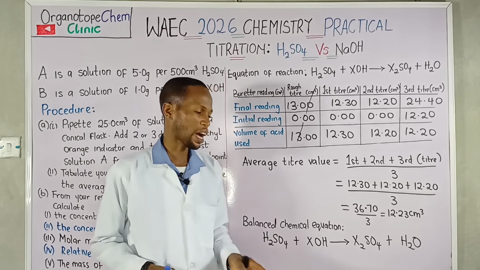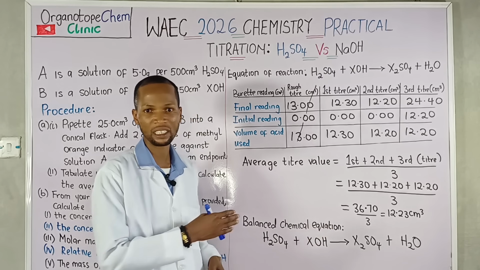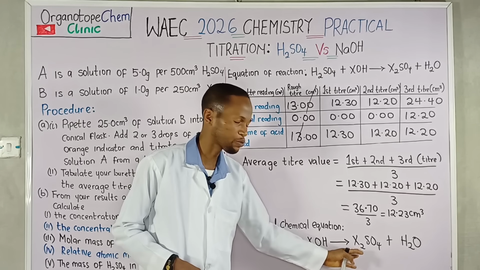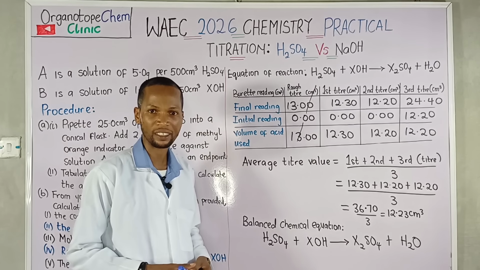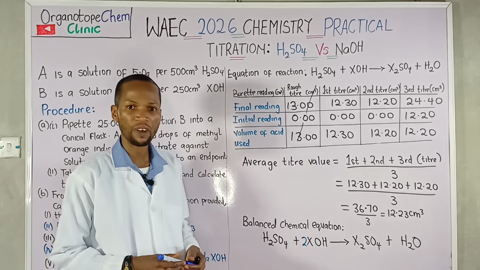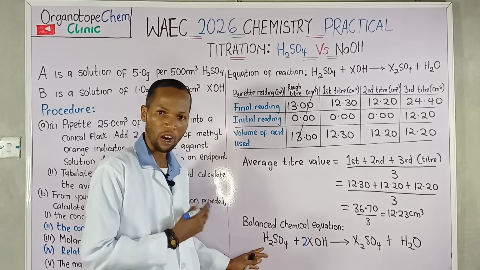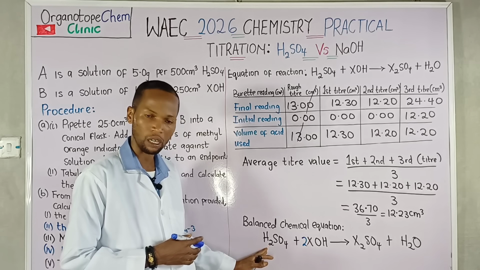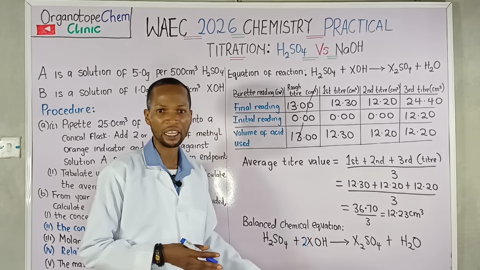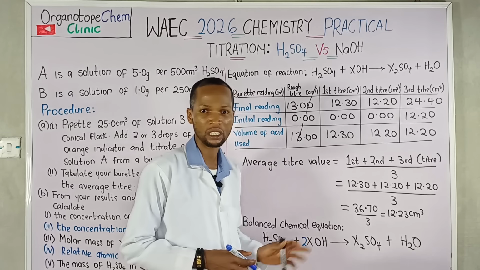Can we check the number of atoms of individual elements on both sides of the equation, that is the reactant and the product side? We can observe that on the product side we have 2 atoms of X. So there is need for us to introduce 2 as the coefficient of XOH. For the hydrogen atoms on the reactant side, we have 2 atoms here plus 2 times 1, that's 2, making 4 atoms of hydrogen on the reactant side, and we are just having 2 atoms of hydrogen on the product side.